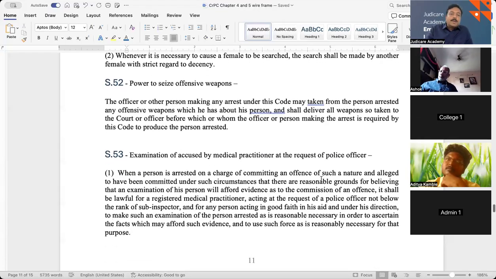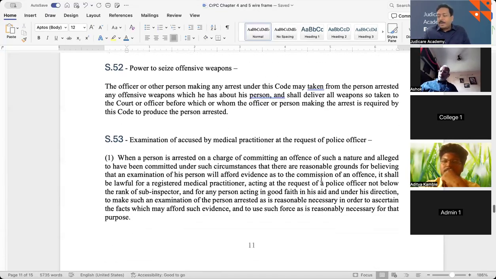Coming to section 52, power to seize offensive weapons. The officer or other person making any arrest under this code may take from the person arrested any offensive weapons which he has about his person, and shall deliver all weapons so taken to the court or officer before which or whom the person making the arrest is required by this code to produce the person arrested. So it is an authority to seize given to the police officer, which is a very necessary ingredient by all common sense and means.